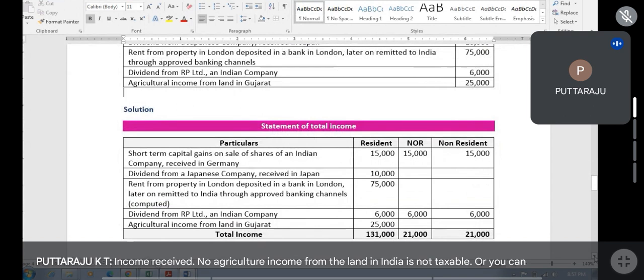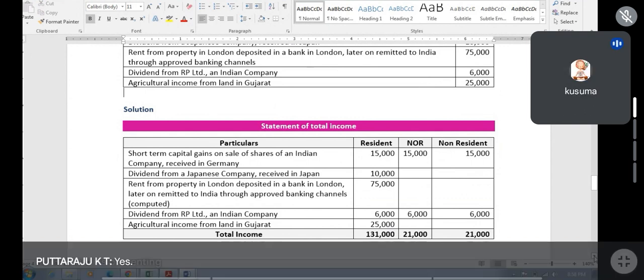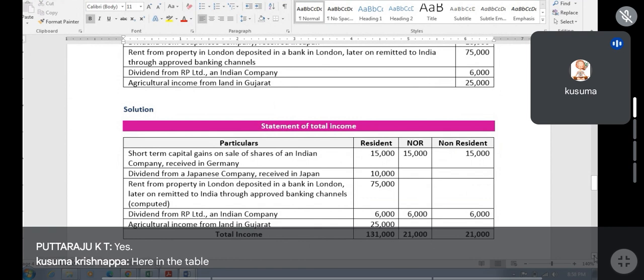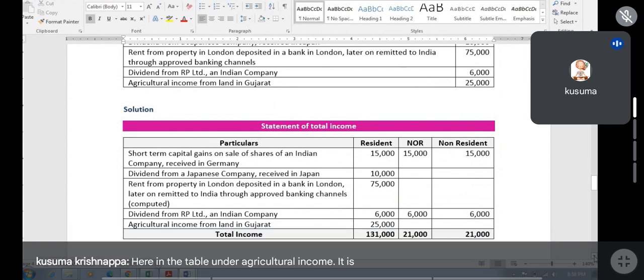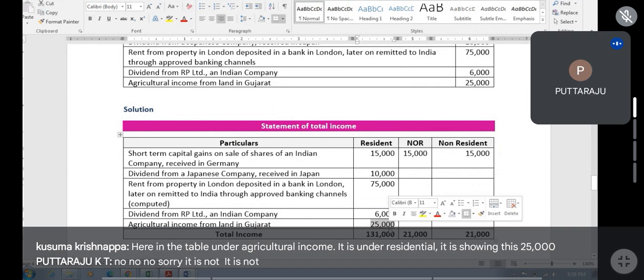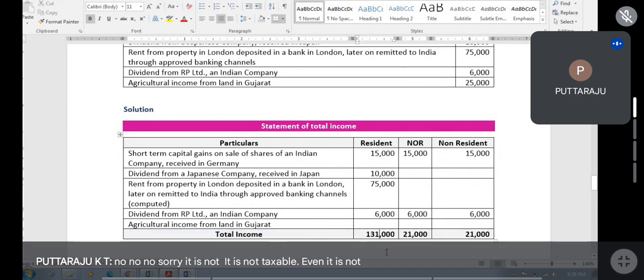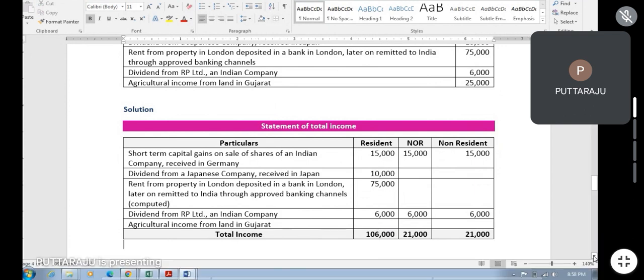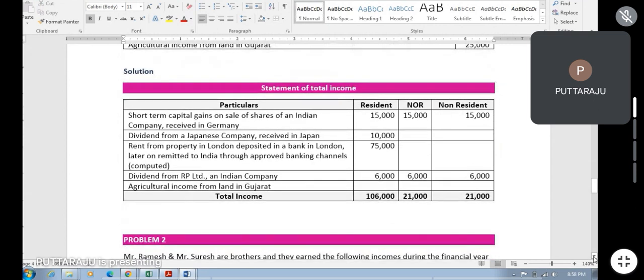Are you guys seeing the answer? Yes. Here in the table, under agricultural income, it is under resident. It is showing as 25,000. No, sorry, it is not taxable. Even in his hands it is not taxable. I just copied 1,06,000. Are you guys understanding right?